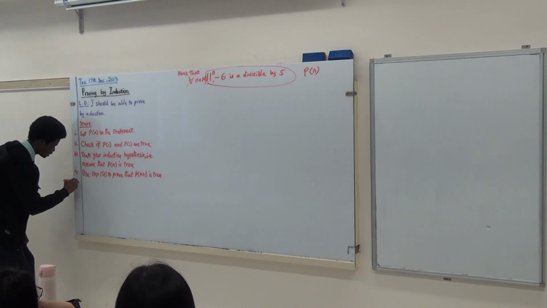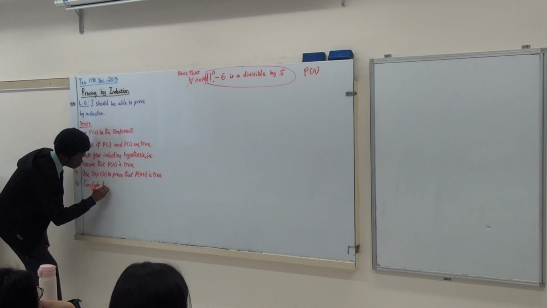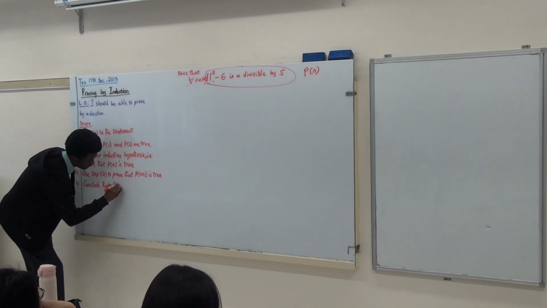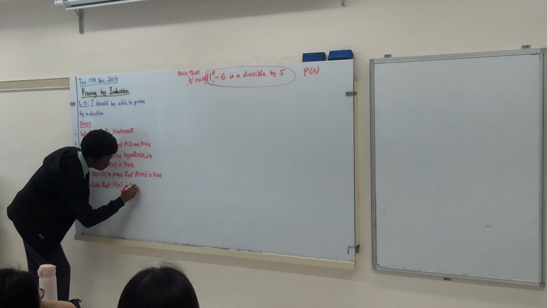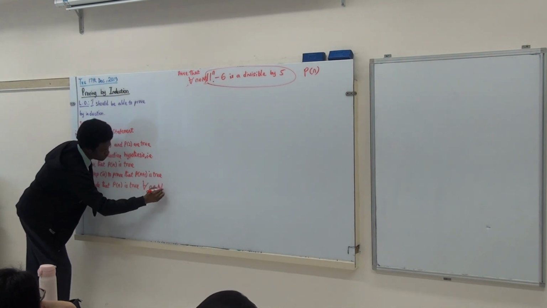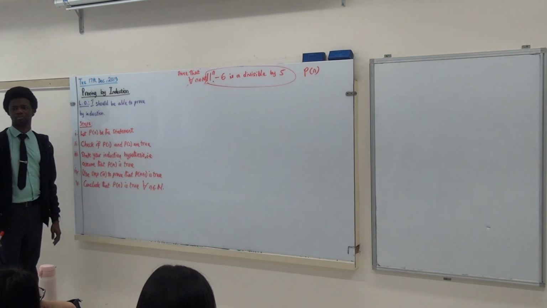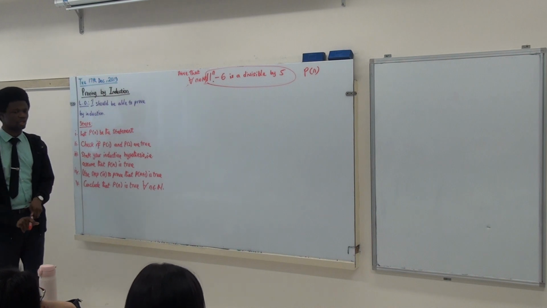And the final step is just to conclude. Conclude that Pn is true for all n in N. What is this set? Natural numbers.